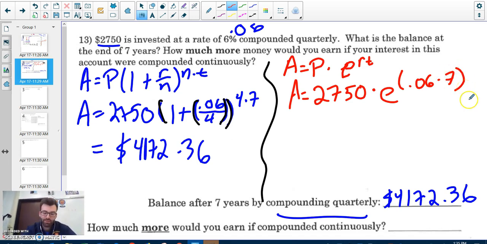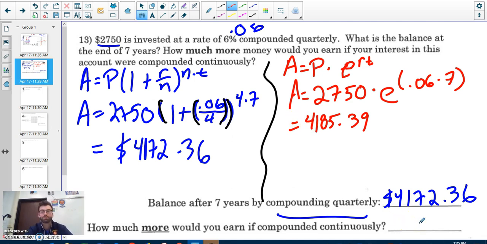If you plug this into your calculator, you can plug it all in at once. That's totally fine. Make sure this is in parentheses, 0.06 times 7. All right, I got 4185.39. So this is not my answer.